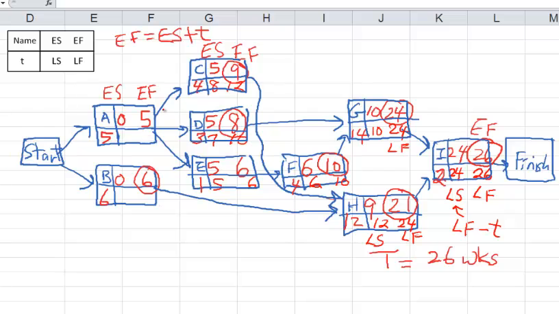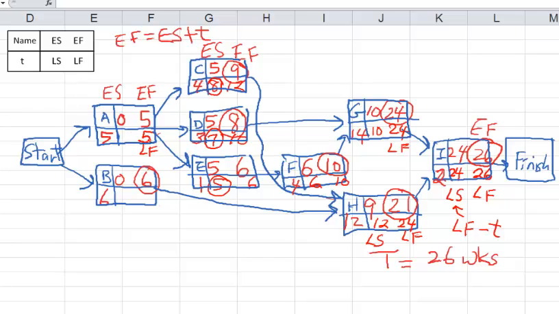Here we have 3 outgoing arcs, so we need to select from 3 values: 8, 7, or 5. Now let's think about this. When is the latest time that we have to finish A by in order not to delay its successors? C has to be started by 8, D has to be started by 7, E has to be started by 5. So this is the number we should worry about. E has to be started by 5, so I better finish A by 5 weeks into the project. So if you have more than one successor, out of the LS's of the successors, we choose the smallest number to find the LF of our activity.